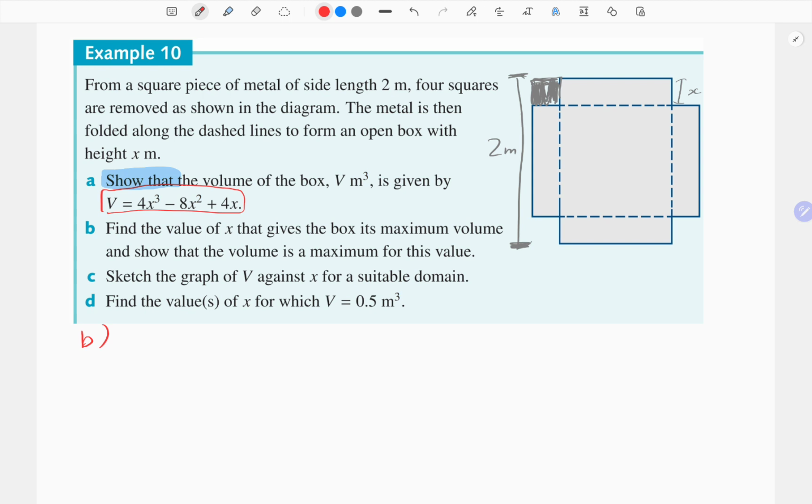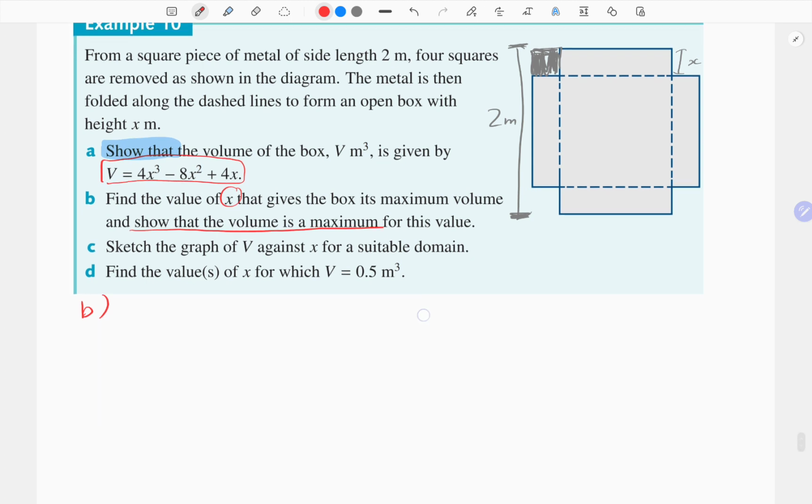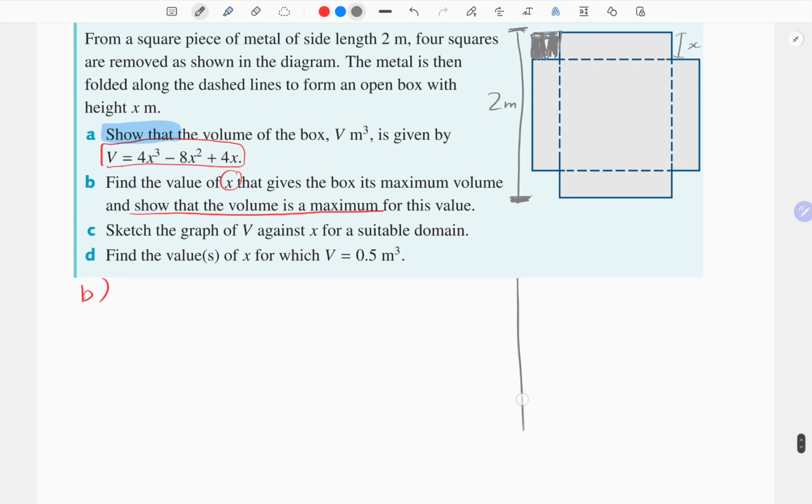Find the value of x that gives the box the maximum volume and show that the volume is the maximum for this value. So there are two parts: find x and then show that the volume is the maximum. For the part where you show that it's a maximum, what technique will we use? Like the stationary point? Yes, the stationary point table. That is correct.